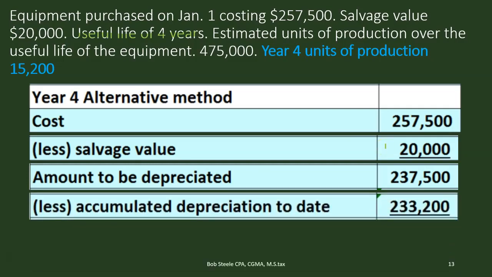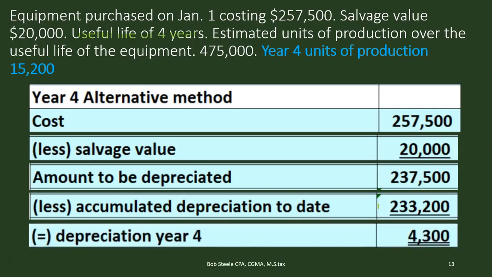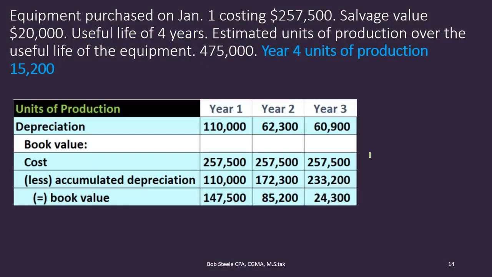So then we're going to subtract out the accumulated depreciation that we have accumulated to date. Up through year 3 in this case, we already have an accumulated depreciation, before recording depreciation for year 4, of 233.2. Therefore, we need another 4,200 in year 4 so that we stop exactly at the point at which the book value will be calculated to be 20,000. Let me show you what I mean on the table.